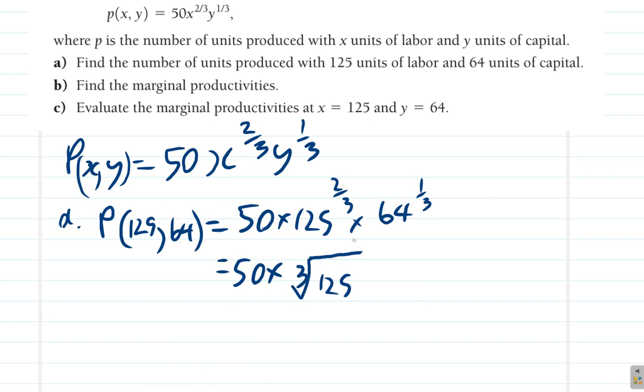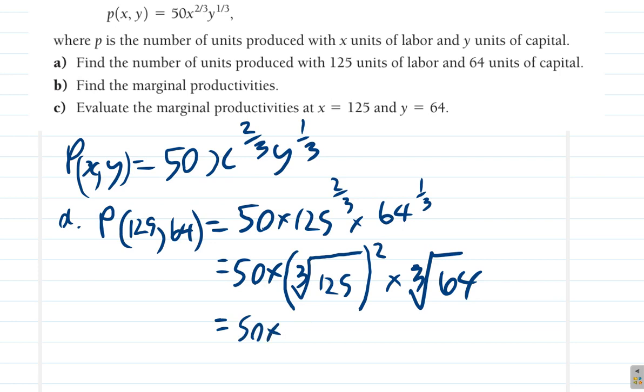You could square 125 and then find the cube root of that, but to get smaller numbers that are easier to deal with, let us find the cube root first, then you square what you get. Times 64 to the 1/3 means the cube root of 64. So this will be 50 times the cube root of 125, which is 5, and 5 squared is 25. Times the cube root of 64, which is 4.